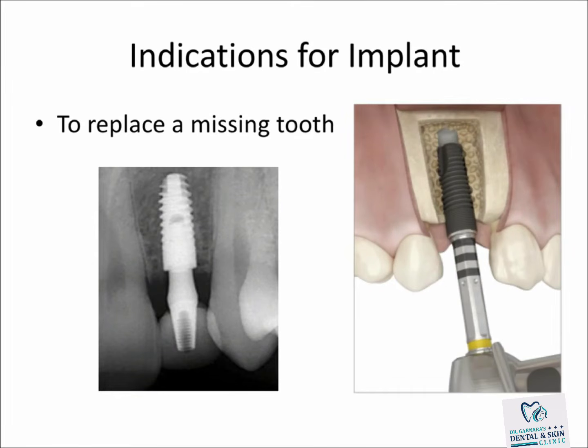So why do we place implants? Of course, to replace a missing tooth. Here is a really nice schematic showing an implant being placed into bone, and here is a radiograph of the finished result with a restored implant crown.